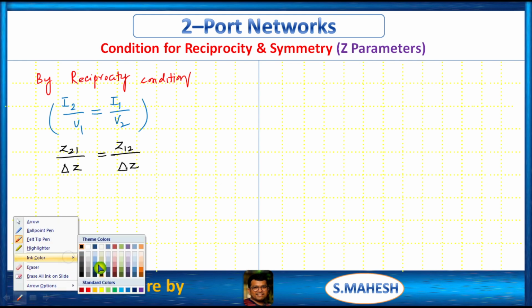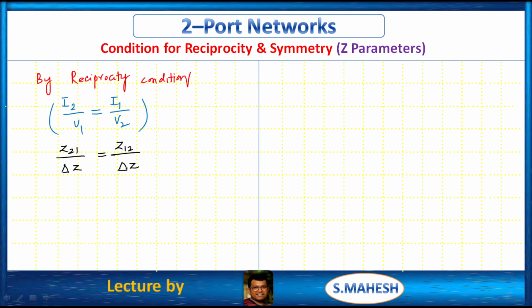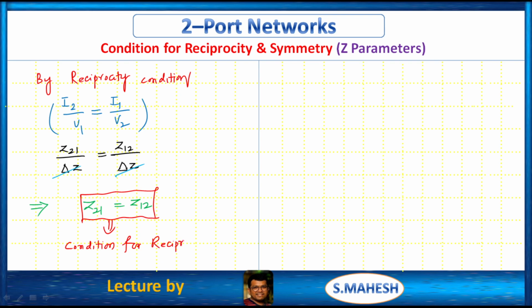So from this, delta Z gets cancelled. Therefore we have Z21 equals Z12. This is the condition for reciprocity, that is, the mutual impedances are equal.